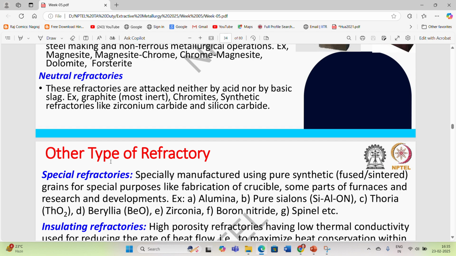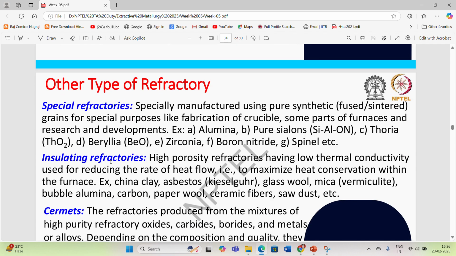Then there are natural refractories. These refractories are attacked neither by acid nor by basic slag. For example, there is graphite, which has a very high refractory value and can sustain a temperature of up to around 2400 or sometimes 3000 degrees Celsius with some minor modification. And they are naturally available materials which can be used as refractory materials. Then there are chromides and synthetic refractories like zirconium carbide and silicon carbide, which can sustain a temperature of up to 2500 or 3000 degrees Celsius based on the chemistry of these particular refractory elements.